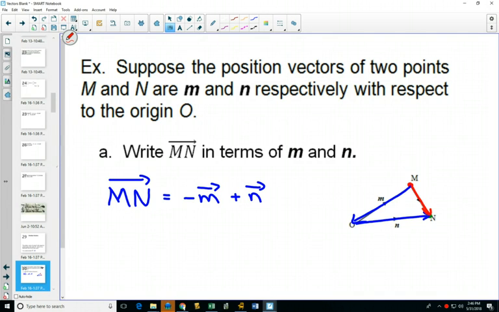So little m is the whole line? Little m is from O to M. Little m is from O to M. Okay? Because you're not able to travel there from M to N.